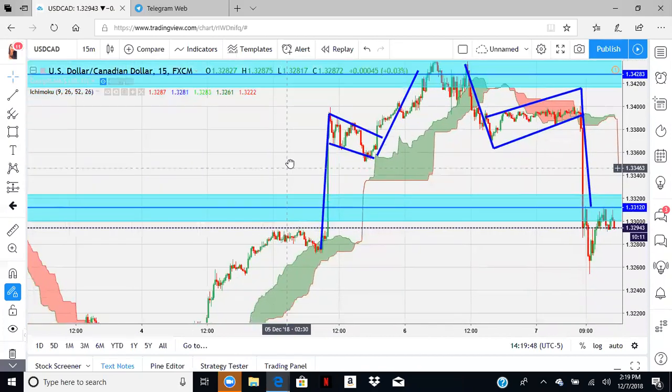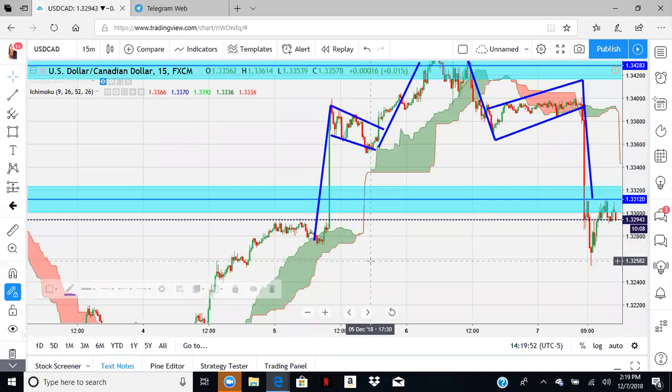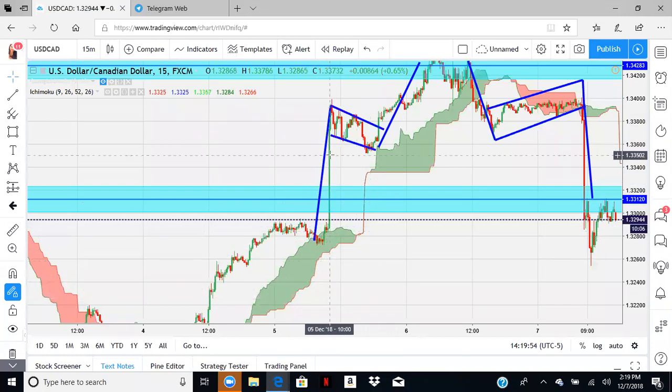For those of you that were waiting for that UCAD drop, I looked at this afterwards. I was sleeping when this spike happened. There was a green candle that closed above the green cloud. It was crazy. So people, we could have caught this. We could have caught this one as well.